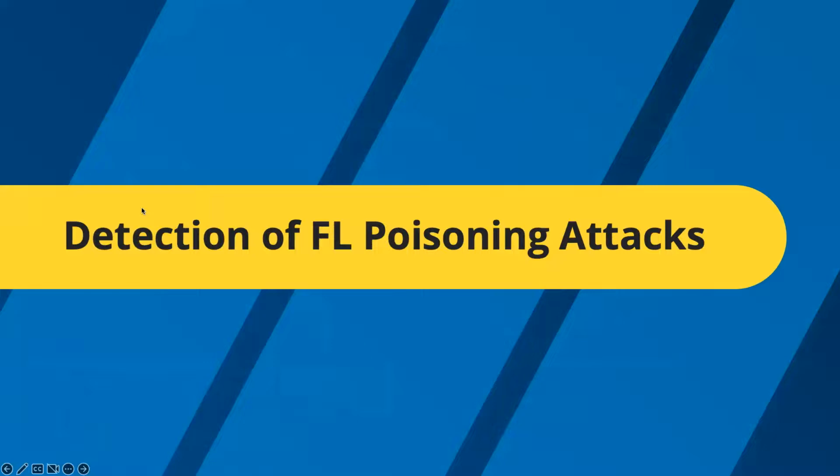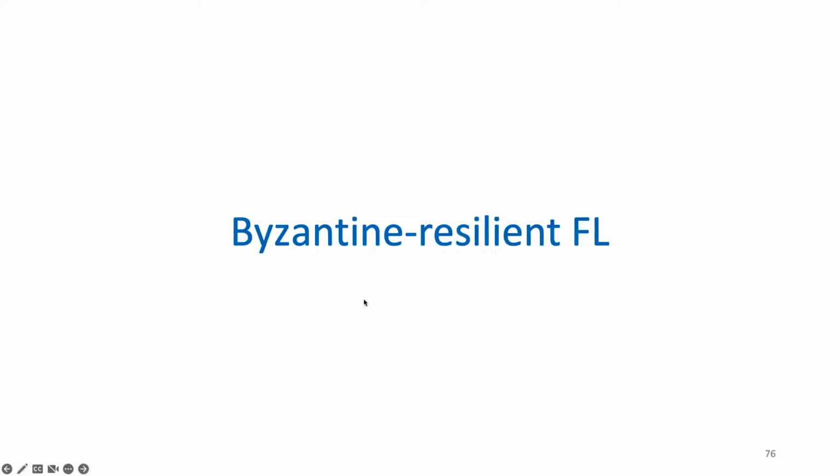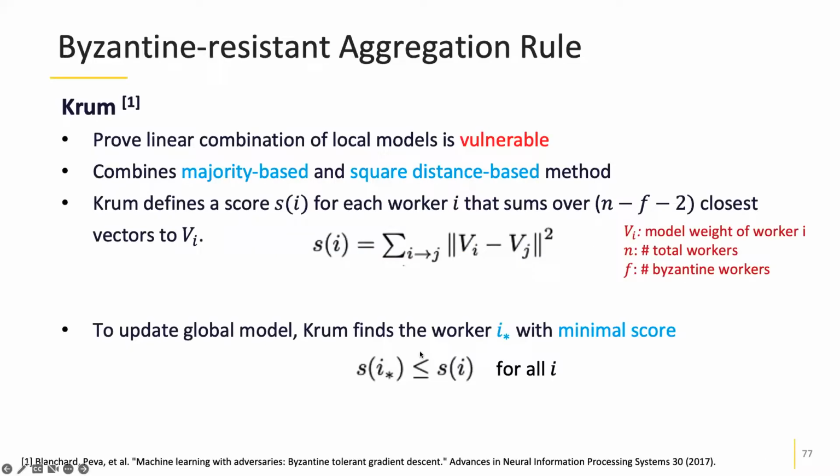Now I'll introduce the detection techniques of poisoning attacks in the federated learning scenario. I'll first talk about Byzantine-resilient federated learning. Prior works have developed various aggregation rules that are robust to Byzantine workers. Krum is an example of a Byzantine-resilient aggregation rule.